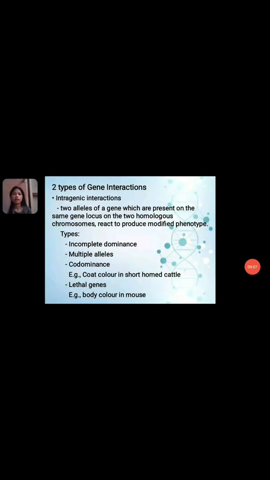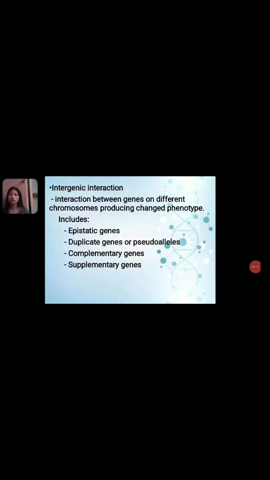Next is intergenic interaction, which is interaction between genes on different chromosomes producing a changed phenotype. This type of interaction occurs between the alleles of different genes present on the same or different chromosomes. It includes epistatic genes, duplicate genes, complementary genes, and supplementary genes.